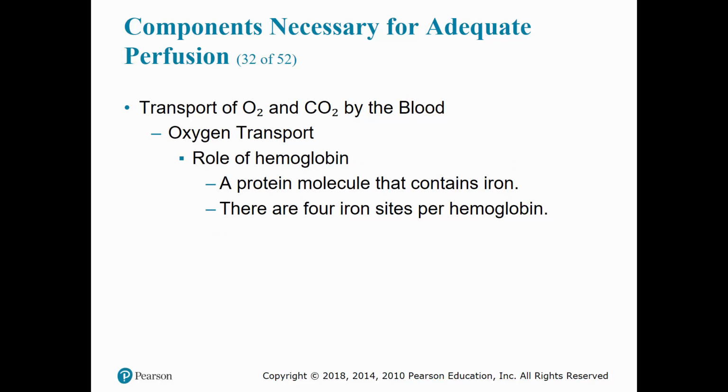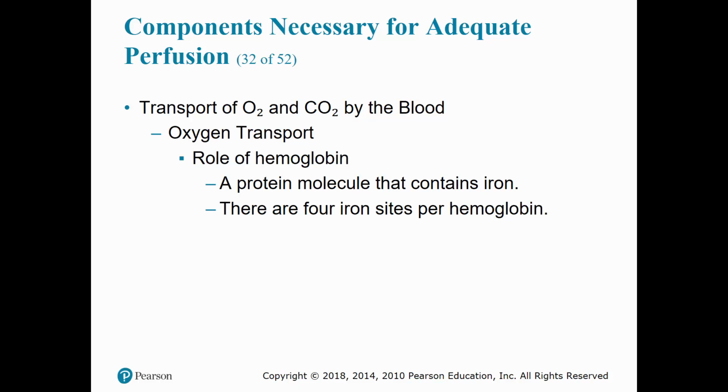Hemoglobin is a protein molecule that has 4 iron sites for oxygen to bind to. Thus, one hemoglobin molecule could carry up to 4 oxygen molecules. Once an oxygen molecule binds with hemoglobin, it is referred to as oxyhemoglobin. A hemoglobin molecule that has no oxygen attached is referred to as deoxyhemoglobin.